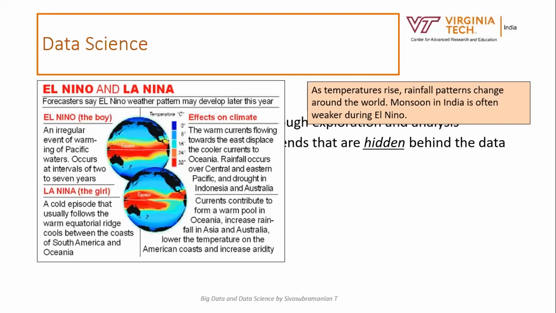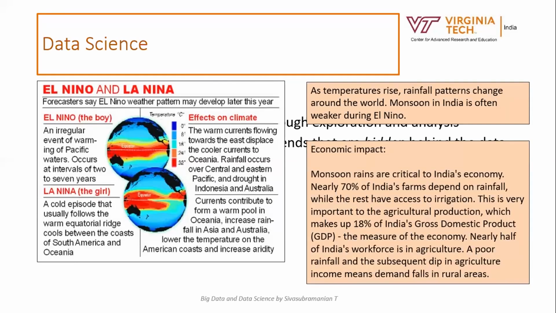As temperature rises, rainfall patterns change around the world, and the monsoon in India is often weaker during El Nino if it happens. Okay, what is the economic impact? Monsoon rains are critical for India's economy, and around 70% of India's farms depend on rainfall. So if the rainfall is bad, you have to expect weak economic growth or weak agricultural growth. Okay, that's how you correlate the data and its interpretation.